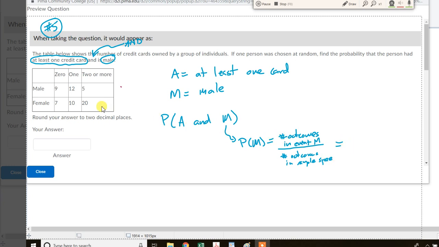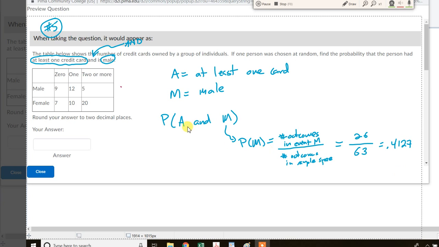Number of outcomes in the event male is going to be 9 plus 12 is 21, plus 5 is 26. Number of outcomes in the whole sample space is going to be, well, let's see, I've got the 21, I've got the 26 males, and then plus another 20 is 46, then 10 is 56, plus another 7, 63. 63 people total, and if I do 26 over 63 on my calculator, I'm getting about 0.4127 approximately.